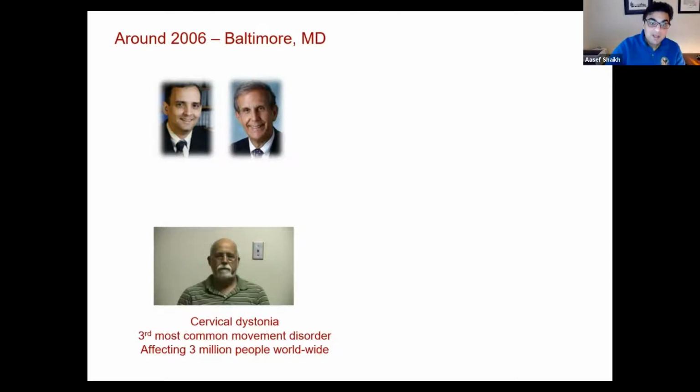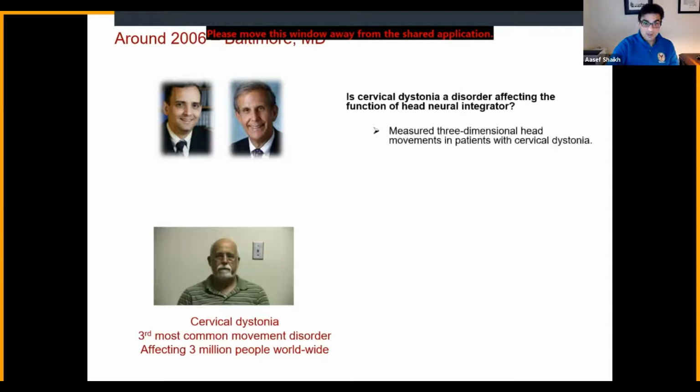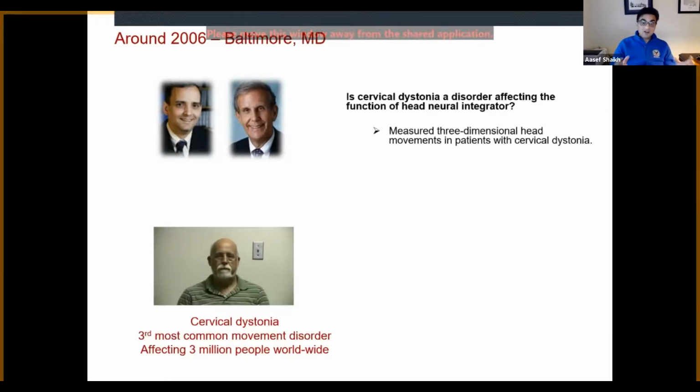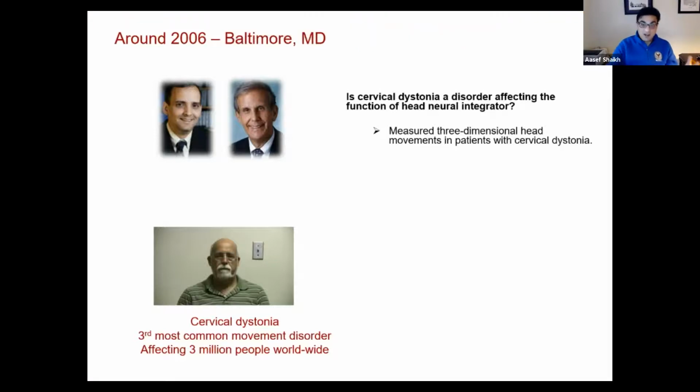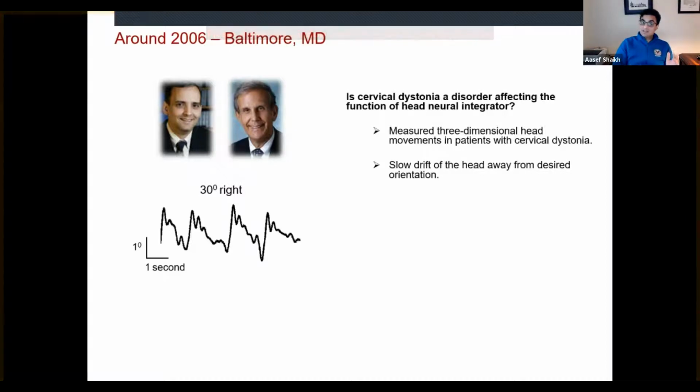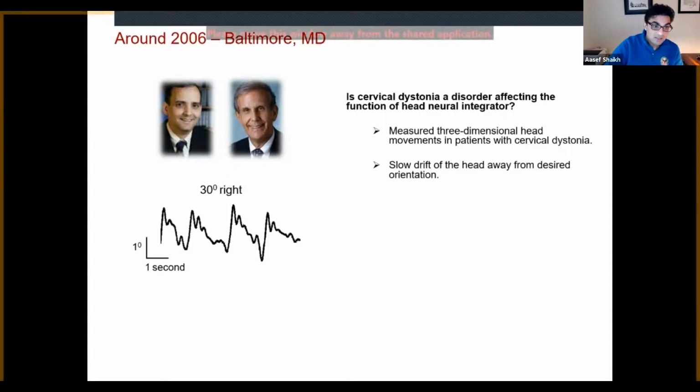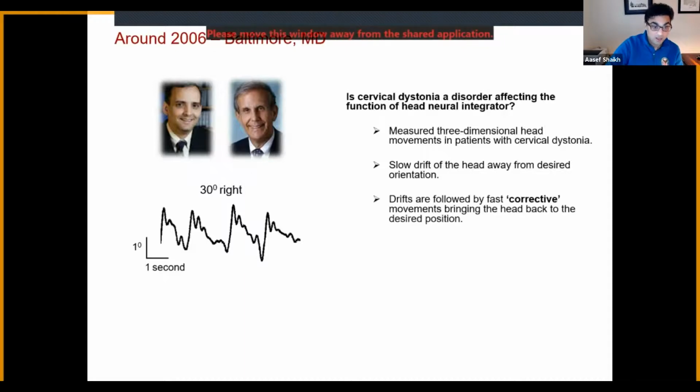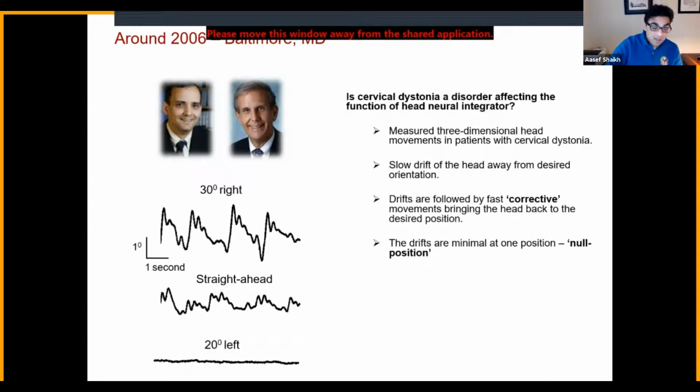So what we did is we took patients with cervical dystonia and we measured their three-dimensional head movements. We did the exact same experiment that Dave Robinson and Dave Z did in the 1970s, but instead of measuring their eyes, we measured their head. What we found: when the patient was looking to the right side, as you see, we are measuring his head movement. There is a drift to the left, there is a correction, there is a drift, correction, drift, and on. These drifts are then minimal in one orientation.